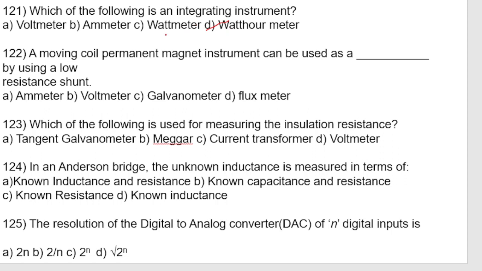Watt hour meter is an integrating instrument. A moving coil permanent magnet instrument can be used as, by using a low resistance shunt, ammeter, voltmeter, galvanometer, flux meter. Answer is ammeter. It can be used as an ammeter by using a low resistance shunt.